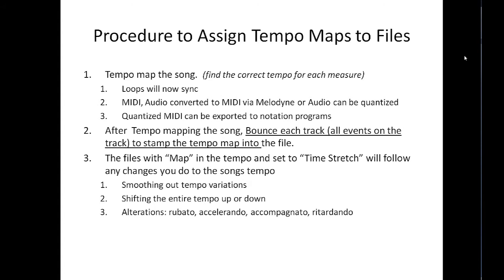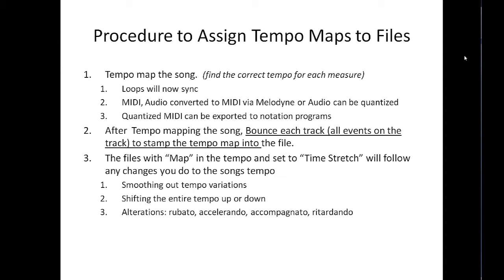Okay, so the files with map and the tempo, and they're set to time stretch, will follow any change you do to the song tempo. So you can at that point smooth out tempo variations. You can shift the entire tempo of the song up or down, and you can do alterations of the tempo such as rubato, accelerando, etc.